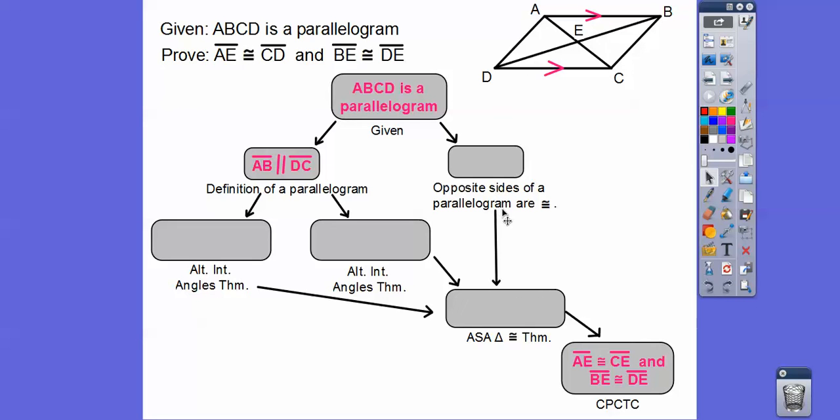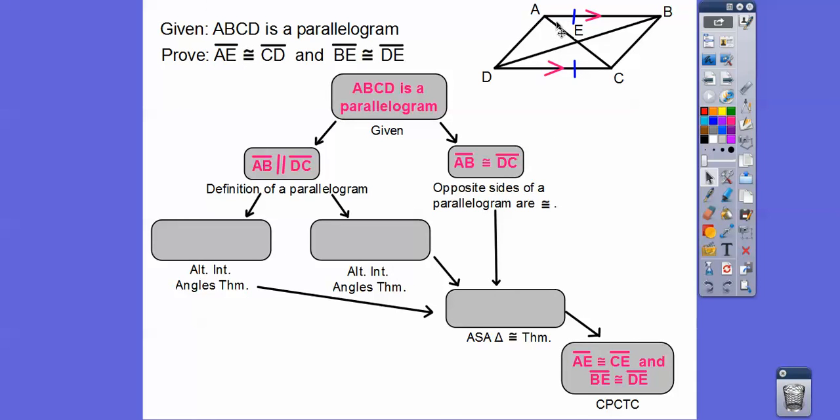All right, and then it says opposite sides of a parallelogram are congruent. Remember, we're doing the top and the bottom triangle, so I'm just going to say AB is congruent to DC. Now, if you wanted to, it's not needed in this, but you can say this side is congruent to this side too. All right, so now let's go do the alternate interior angles theorem.